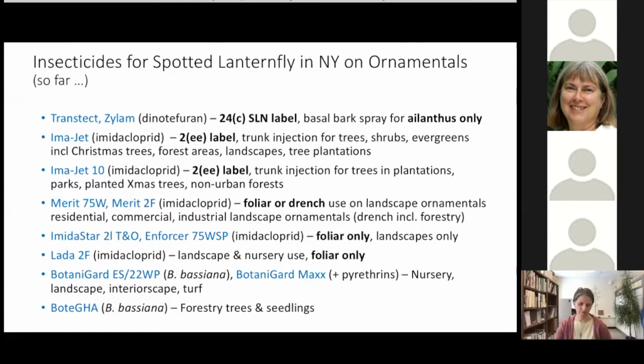We will be adding to this list in the coming weeks as we are able to work on them, but we should have more labels in place for those of us who need to use them in landscapes, nurseries, Christmas trees, and so forth.